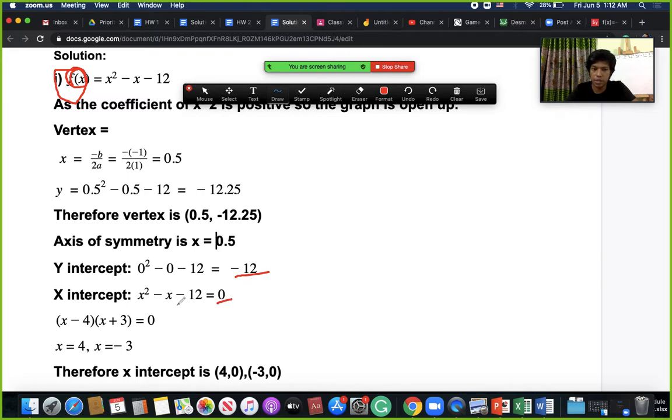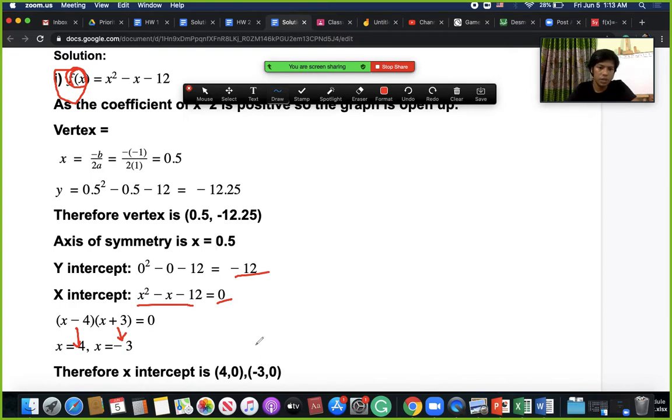It becomes x squared minus x minus 12, and then we can factorize it. If we factor it, we get (x minus 4)(x plus 3) equal to 0. From x minus 4 we get a real zero, plus 4, and from x plus 3 we get minus 3. A real zero means x-intercept, you know this. So 4 comma 0 and minus 3 comma 0 are the x-intercepts.